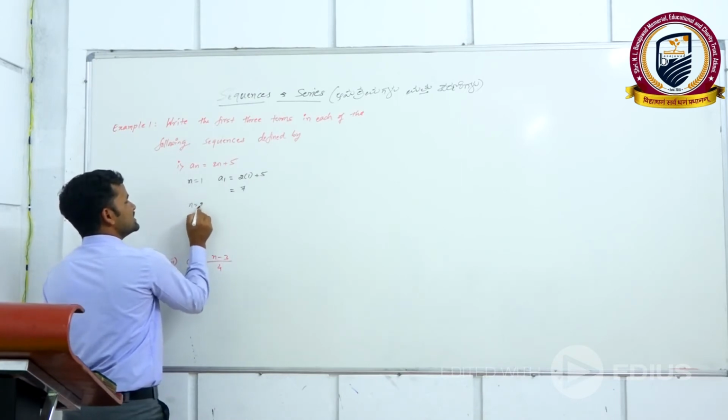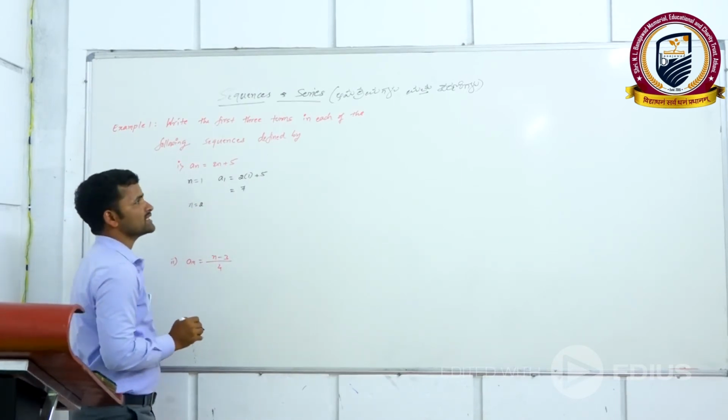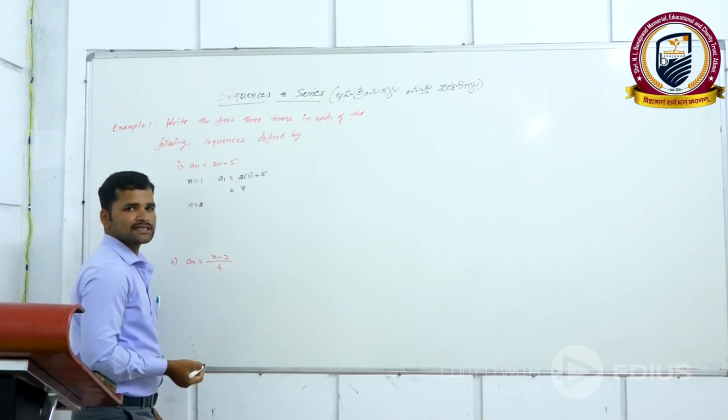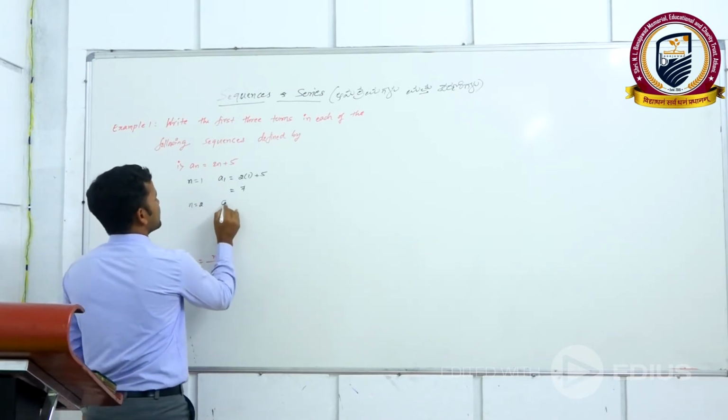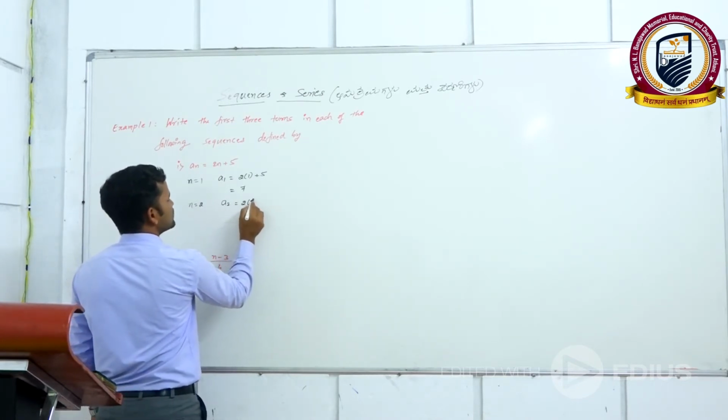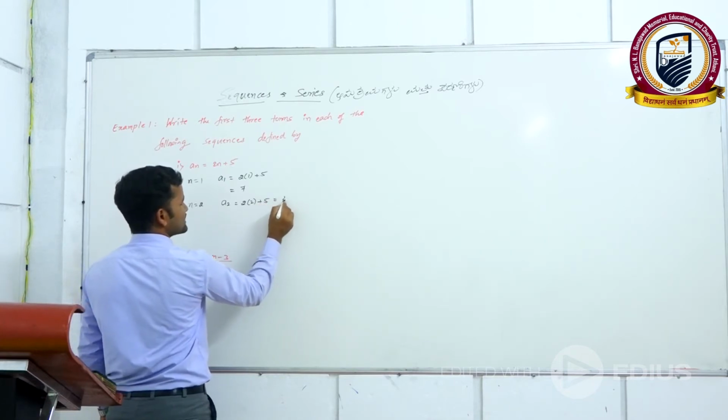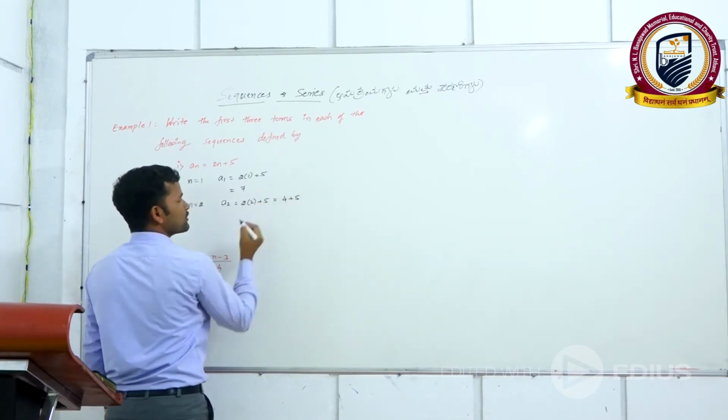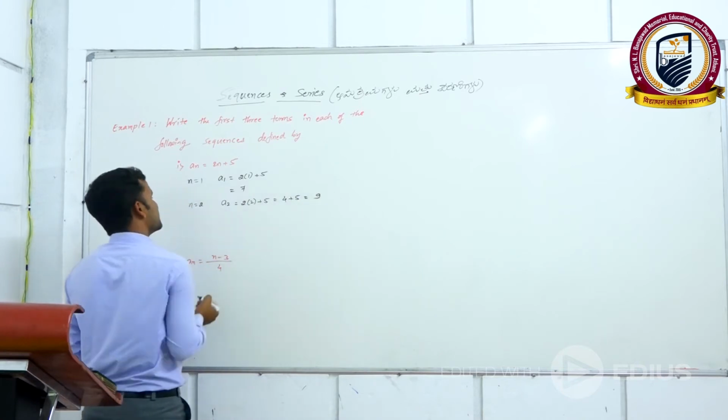Next, n is equal to 2, you substitute. What does it give us? This gives us the second term of the sequence. Means a2 is equal to 2 into 2 plus 5. Thus, this is nothing but 4 plus 5, the answer is 9.